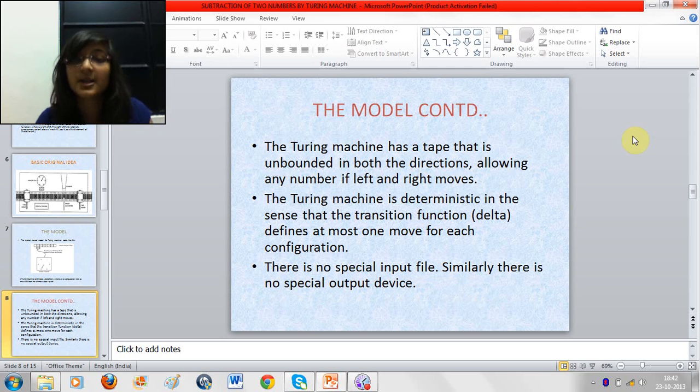Now we will explain a bit more about the model. In this, the Turing machine has a tape that is unbounded in both directions. As I said, it can move either left or right. However, the Turing machine is said to be deterministic in the sense that it only defines one move for every configuration it takes in. There is no special input file. Similarly, there is no special output device.